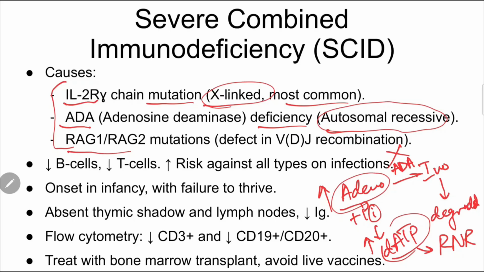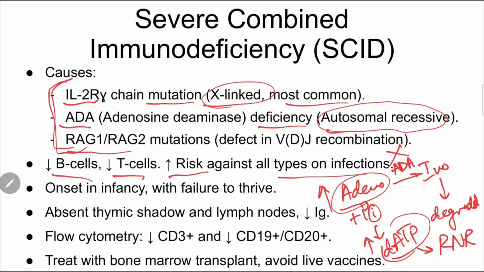And if you cannot make them, then overall you do not even have your adaptive immunity with you, right? So that's another important point. Now, although all of these causes lead to B and T cell deficiency, the presentation will be the same. So you have low B cells and T cells, and you have increased risk against all types of infections, right? Viral, bacterial, fungal, protozoal, all types.